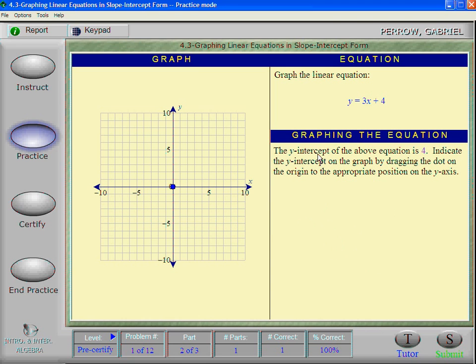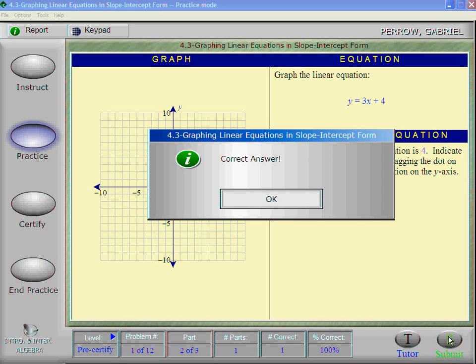and then they say part 2, the y-intercept of the above equation is 4. Indicate the y-intercept on the graph by dragging the dot on the origin to the appropriate position on the y-axis. So I hold down on the mouse and drag this up 4 spaces to essentially (0, 4). On the y-axis we go up 4, and we say submit.